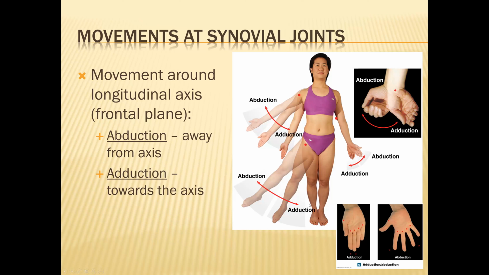You can also abduct and adduct your fingers. Although in this case, instead of the main axis of the body, imagine a line going down the center of your hand. Abduction of the fingers is spreading them and taking them away from that center line, and adduction would be bringing them back together toward that center line. And notice that the abduction and adduction movements are only applicable to the appendicular skeleton, so to your arms and legs and fingers.